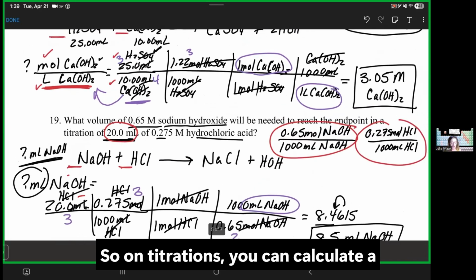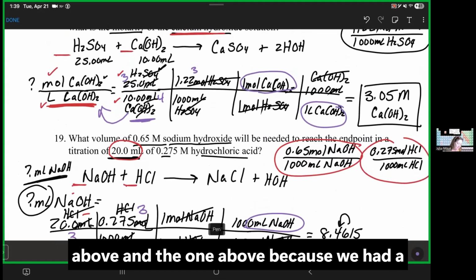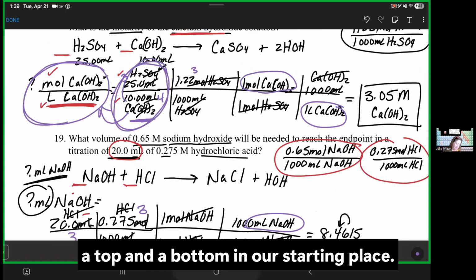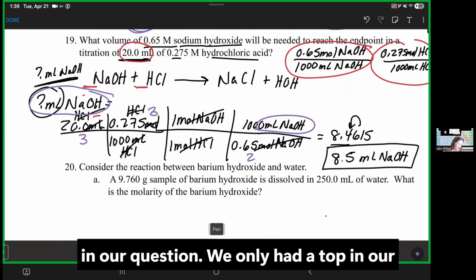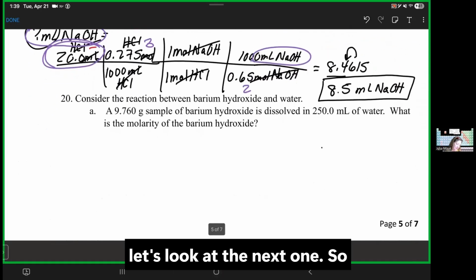So on titrations, you can calculate a concentration like we did in the one above. And the one above, because we had a top and a bottom in our question, we had a top and a bottom in our starting place. On this one down here, we only had a top in our question. We only had a top in our starting place. Okay, let's look at the next one.